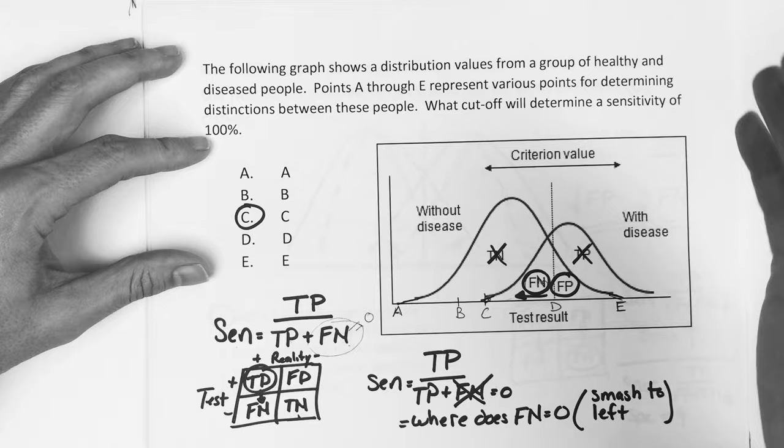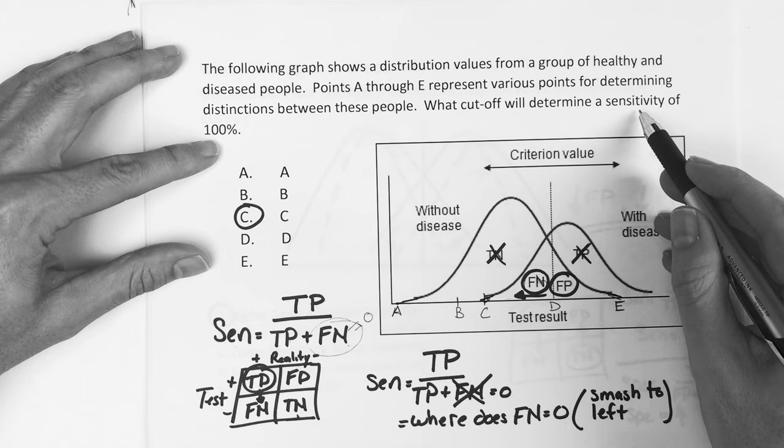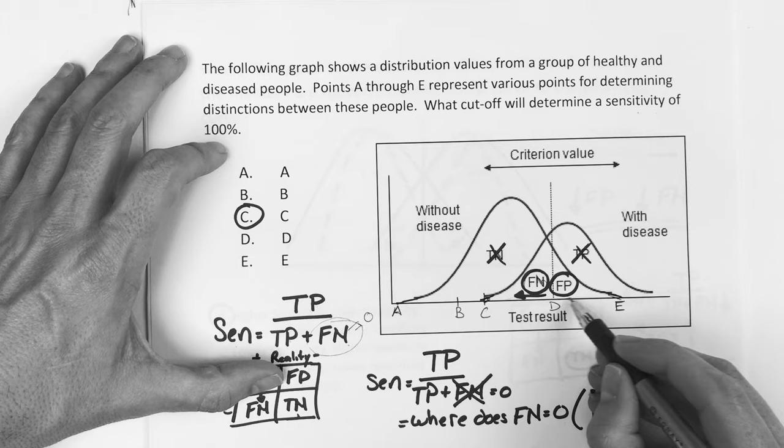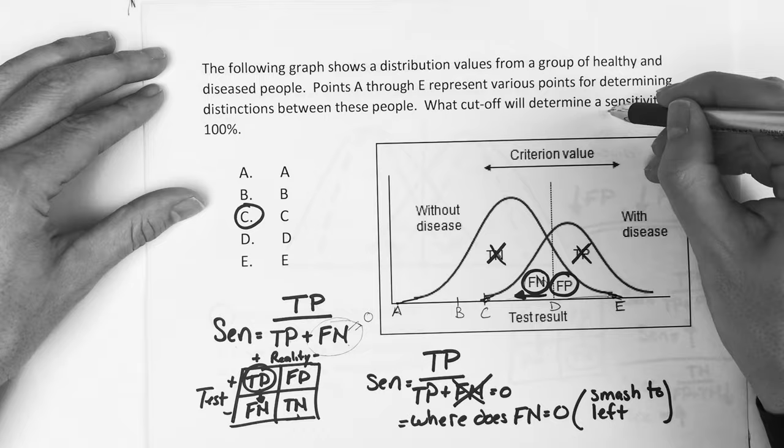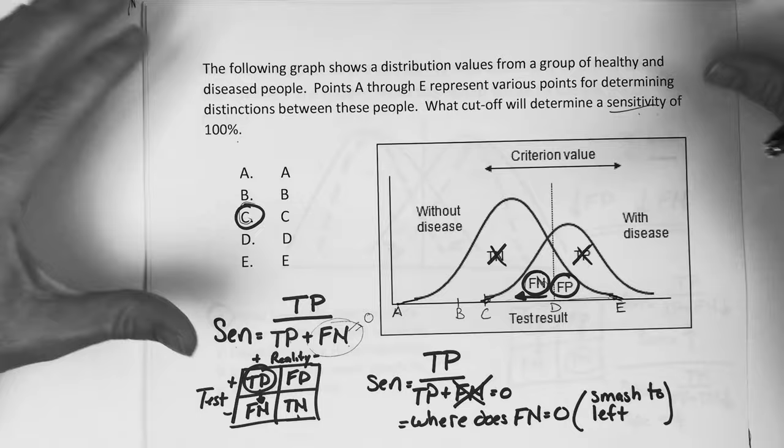But understand the concept in case they mess with you a little bit. Where would I make it specificity? The false positive has to be zero, and I would move it this way to point E, where he would be zero. But in this case, sensitivity, 100%, C. Okay, snapshot that, good.